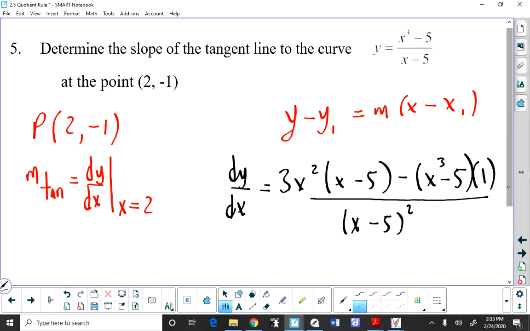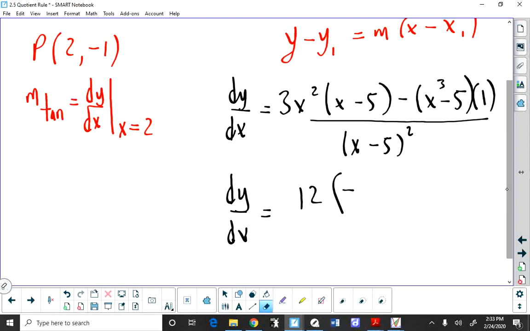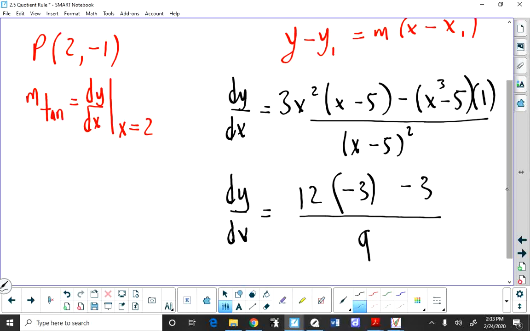So, I would just put the 2 in and do this kind of in pieces. I would do it on paper. I wouldn't do it in my calculator first. I would say that 3x squared is 12, for example. When I put x equals 2 in and I square 2, I get 4 times 3 is 12. 2 minus 5 is negative 3. 2 cubed is 8. 8 minus 5 is 3. Times 1 is still 3. And this is over 9, because 2 minus 5 is negative 3, and negative 3 squared is 9.